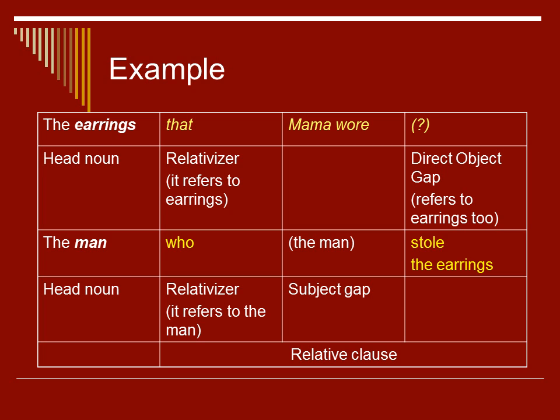And the man who stole the earrings. The man is the head noun, who is the relativizer, but now we're going to have a different gap, and that's the man is going to be the gap. So, the man who stole the earrings. We have the direct object, the earrings, but we've gapped out the subject because it's really being replaced by that relativizer. And these are tough concepts for students to understand.